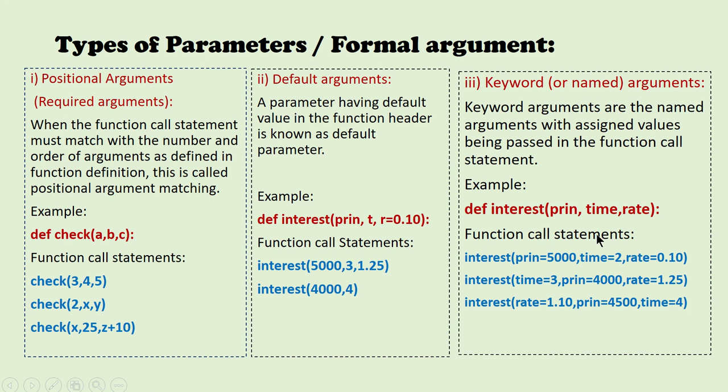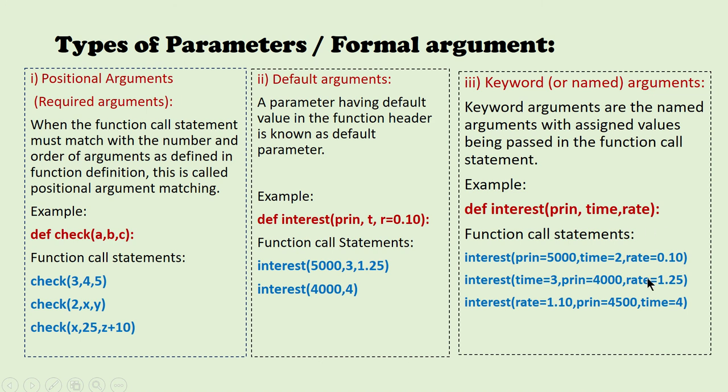That is, I can write the function call statement as interest of PRIN. Please try to understand, I have not changed my variable name. Whatever parameter you have used in the function header, the same name I am specifying here. PRIN is equal to 5000, comma, time equal to 2, comma, rate is equal to 0.10. Even without specifying this, if you call the function with 5000, comma, 2, comma, 0.10, yes, it will be given to the variables correctly.